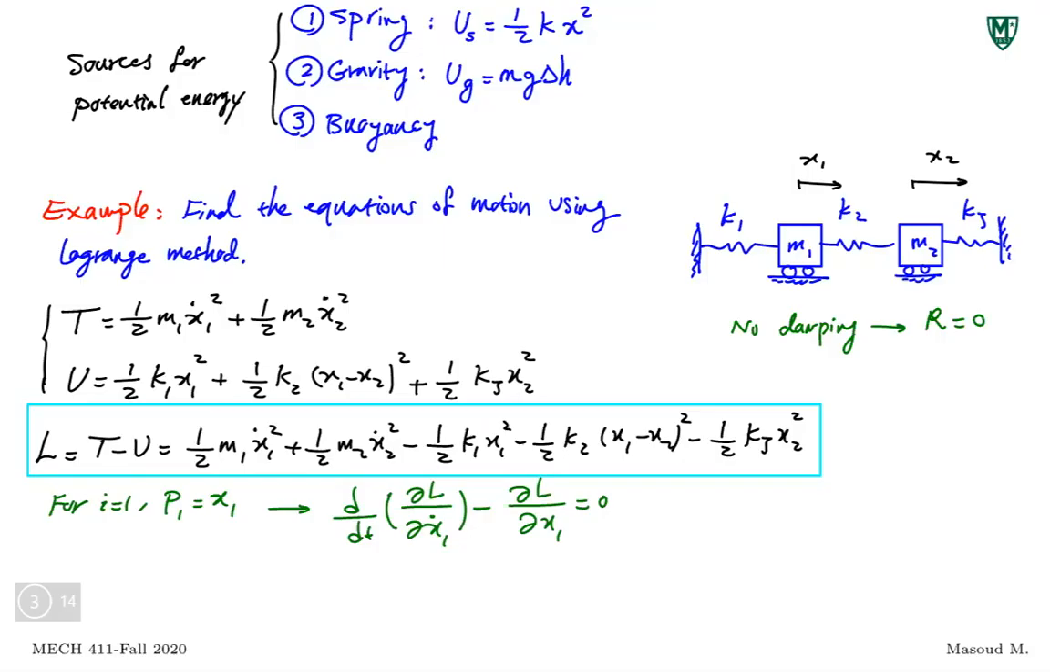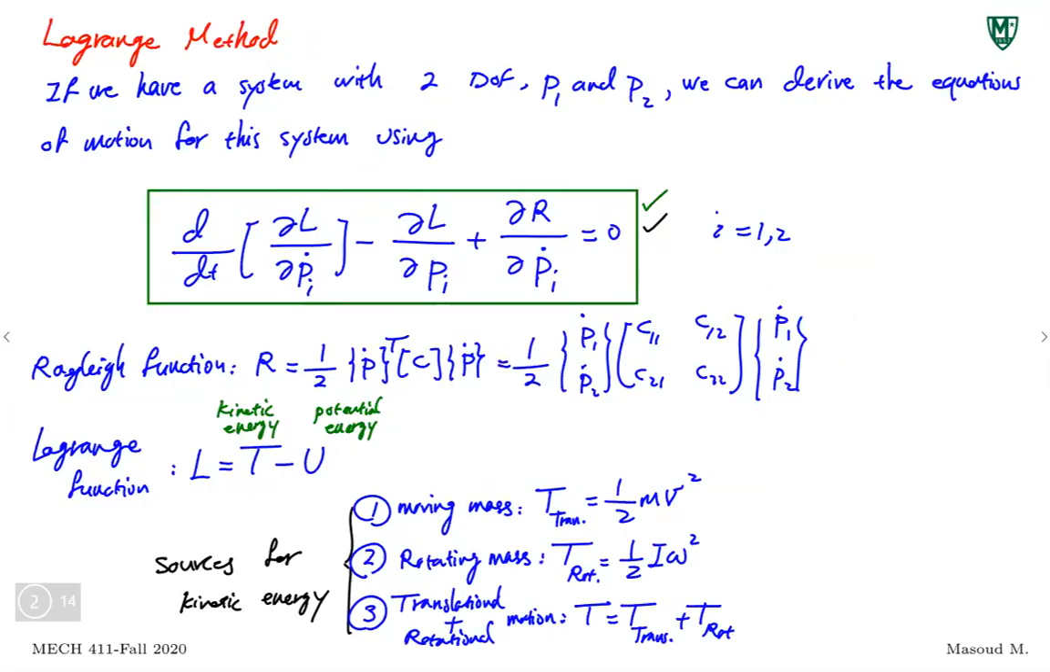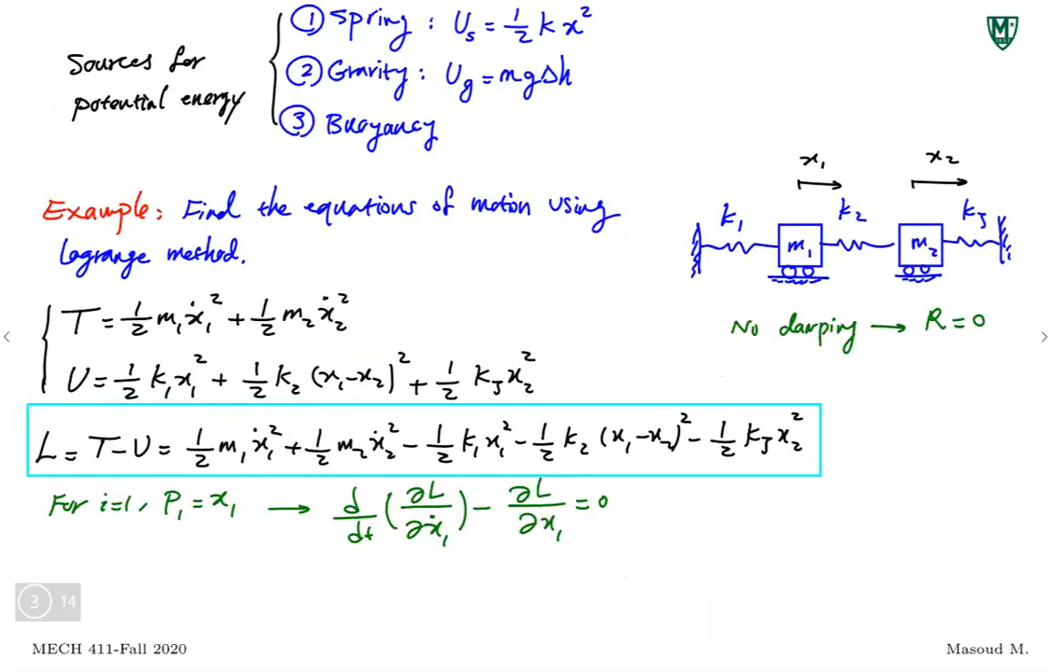Right? P1 is x1, so P1 dot would be x1 dot, and we just form the equation. There is no damping, so Rayleigh's function, the third term, is just out of the picture. So let's do that. Derivative of L with respect to x1 dot. Look at this expression, right? This is our L, the Lagrange function. Now we're taking the derivative with respect to x1 dot. The first term has x1 dot.